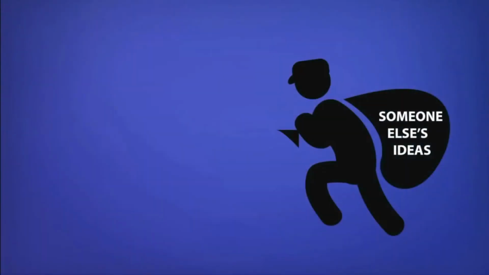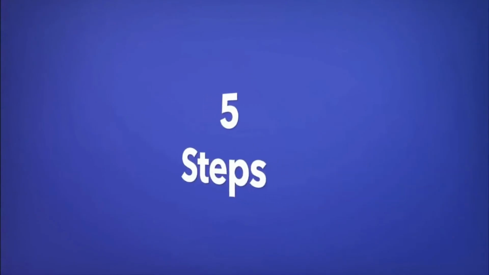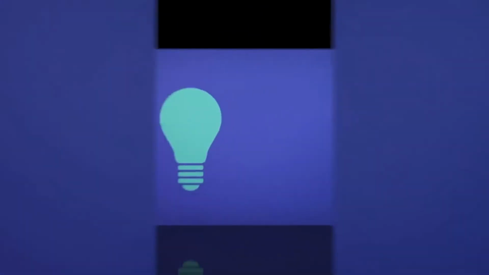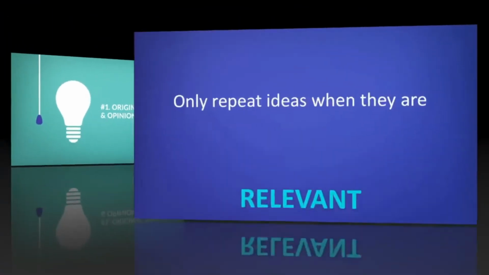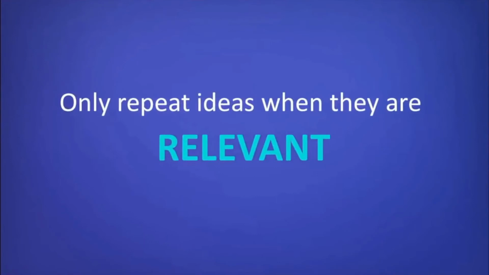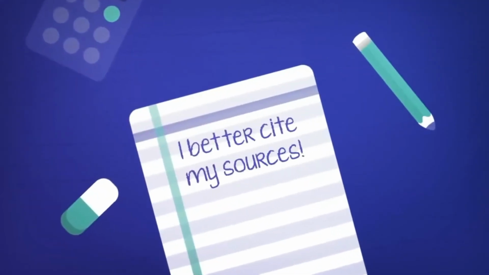Plagiarism can be either intentional or unintentional, so we need to look at ways to avoid being an information thief. Here are 5 easy steps to help you avoid plagiarism. Number 1. Use original ideas and opinions. Write your own thoughts and explanations regarding your research topic. If you do need to use information from another source, be sure it is relevant. And if you do use it, make sure you cite it.